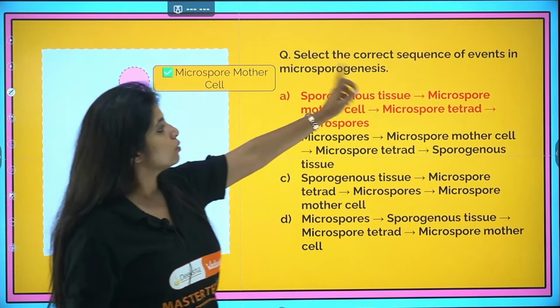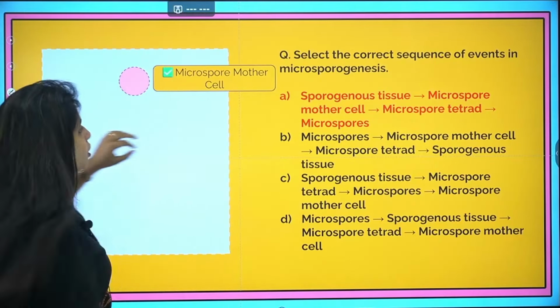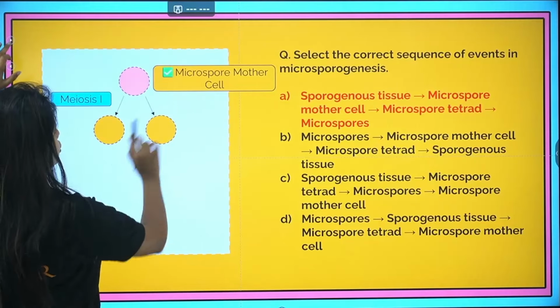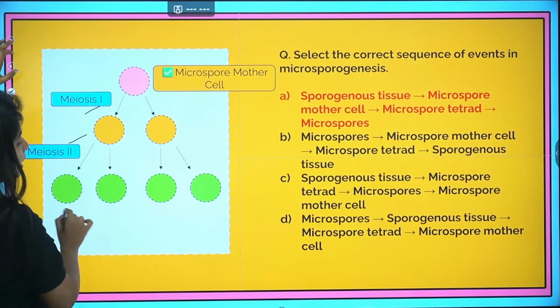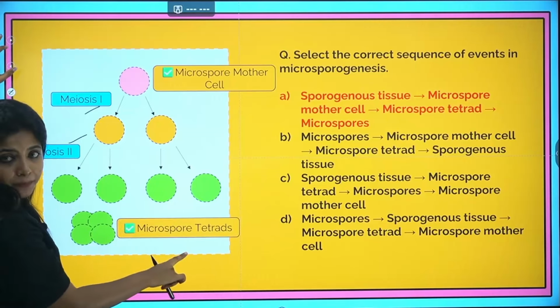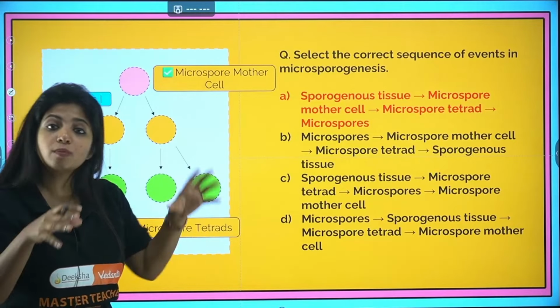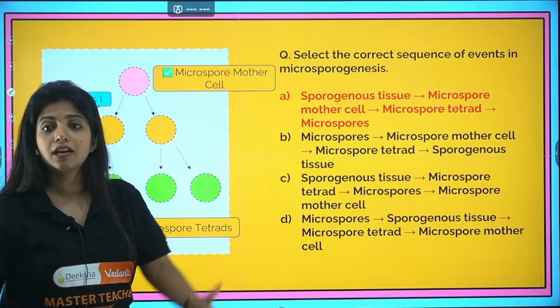Now select the correct sequence of events in microsporogenesis. First of all, you have the microspore mother cell. My dear children, this will undergo meiosis, and meiosis happens in two stages. At the end you will get a microspore tetrad. This microspore tetrad will move away and form single microspores, which later form the pollen grains.